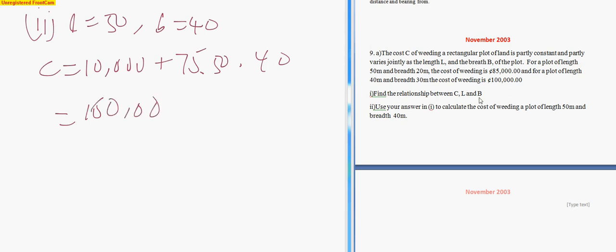I want you to play with this. So you get 160,000 as the cost for weeding a rectangular plot of length 50 and breadth 40. Alright, that's it for today.